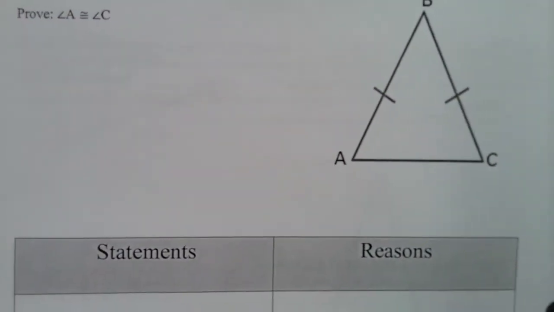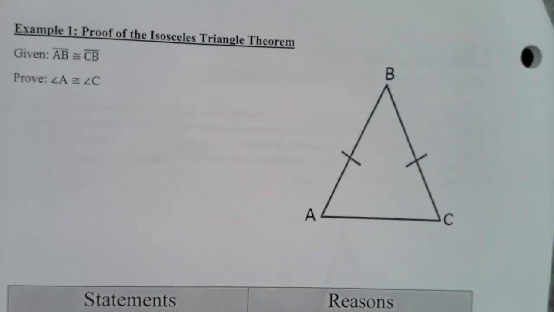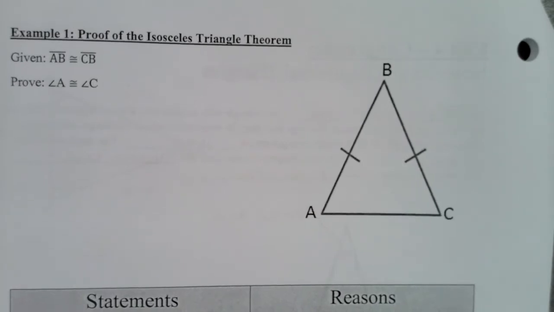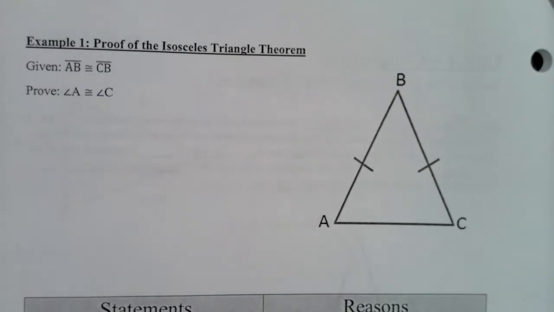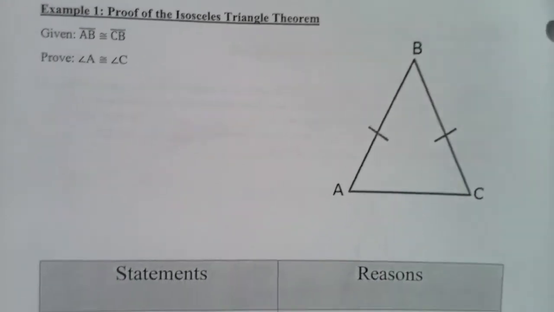And one of the reasons why I like geometry is because you can see why stuff is true sometimes. So what we're going to do right now is a proof of the isosceles triangle theorem that I just gave you. We're going to prove that theorem to see why it's true. Given that segment AB is congruent to segment CB, prove that angle A is congruent to angle C. So we're given that AB is congruent to CB.